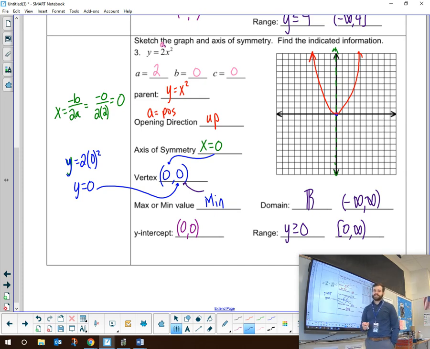I hope you think this is as easy as I do. Just find the axis of symmetry. You just remember negative b over 2a, and kind of go from there. Use your notes to help you as you go, and it should make perfect sense.